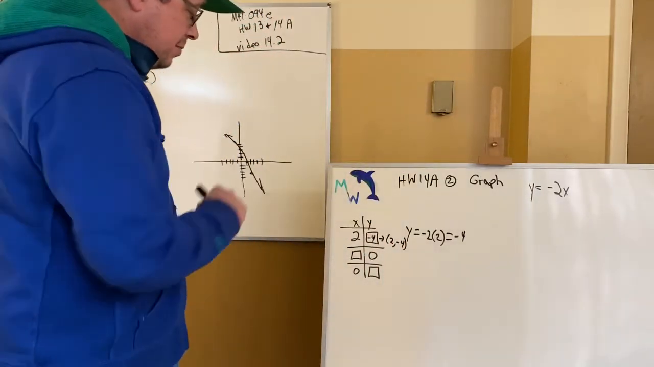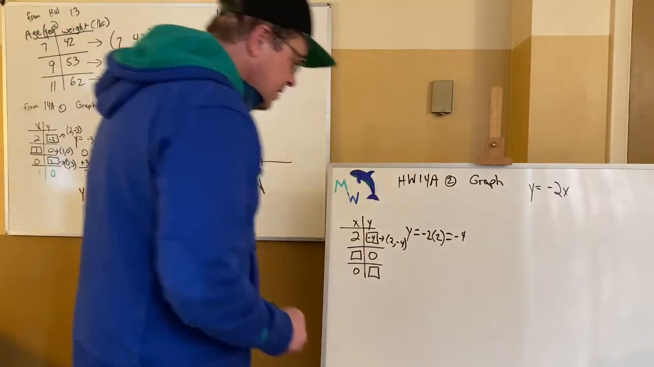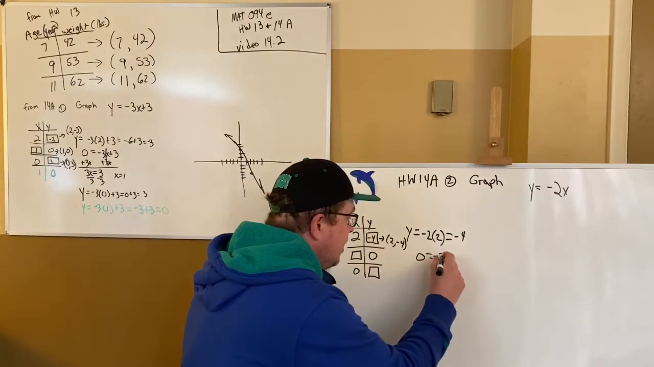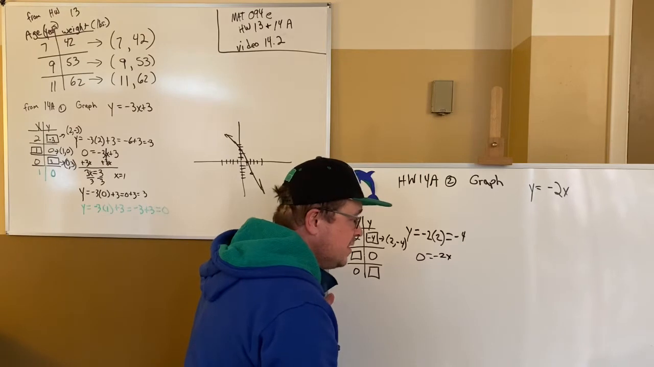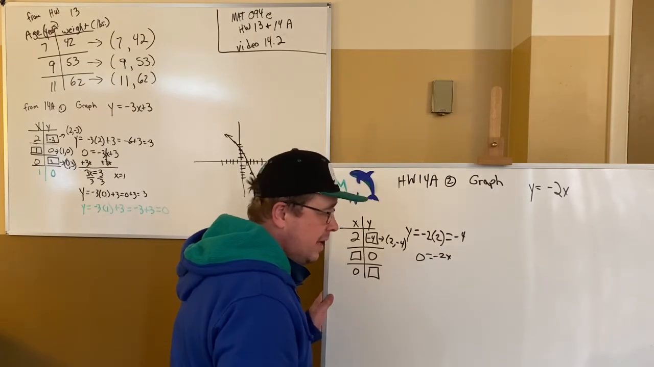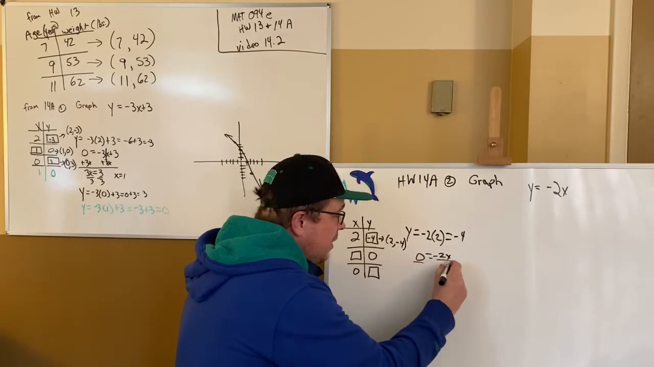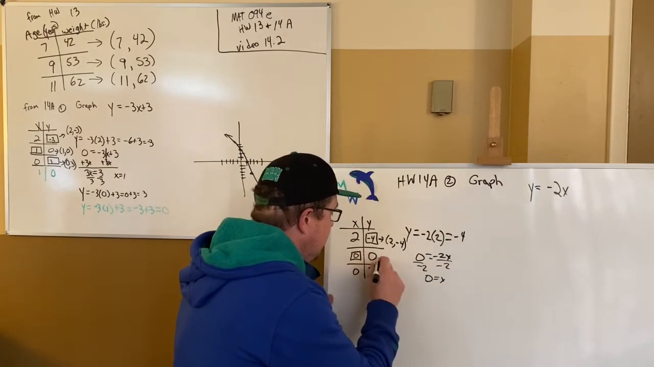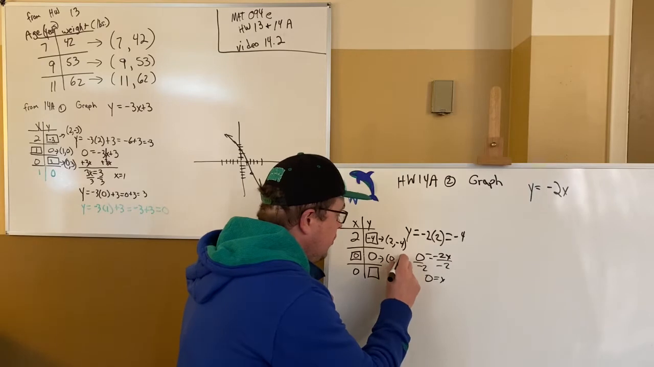Now the next one asks me to put in 0 for y. So that's going to be a situation where the 0 goes in for the y, and it still equals negative 2x. That's an equation that needs to be solved. I hope no one's adding 2 to that. We have to divide both sides by negative 2. 0 equals x, so we get 0, we get the origin. 0 for x goes with 0 for y.